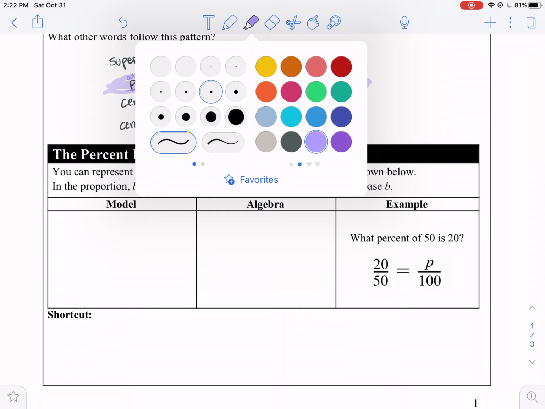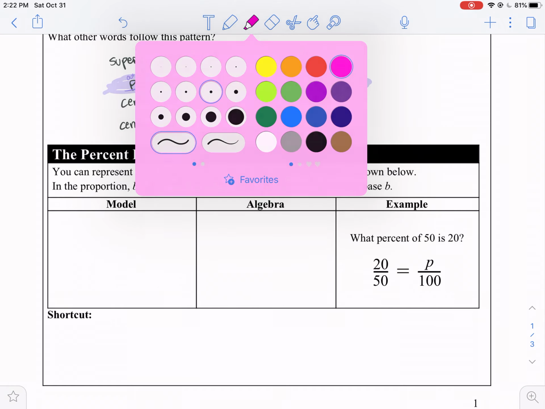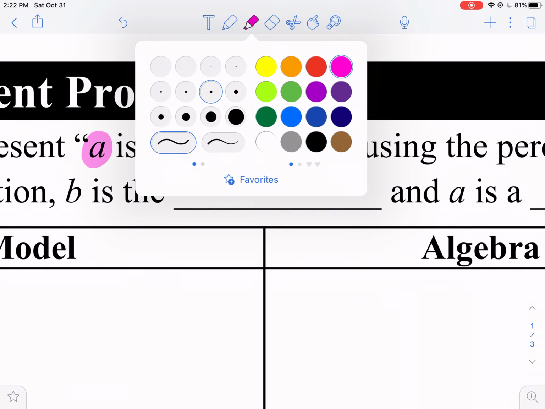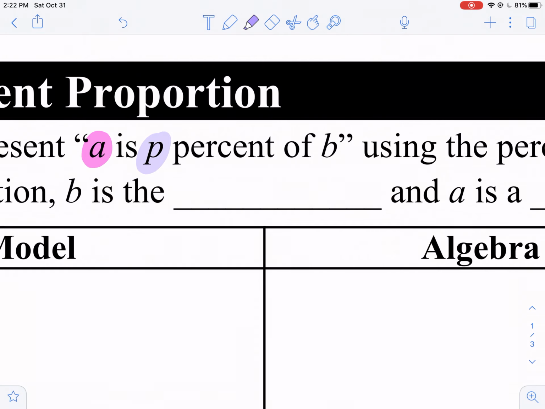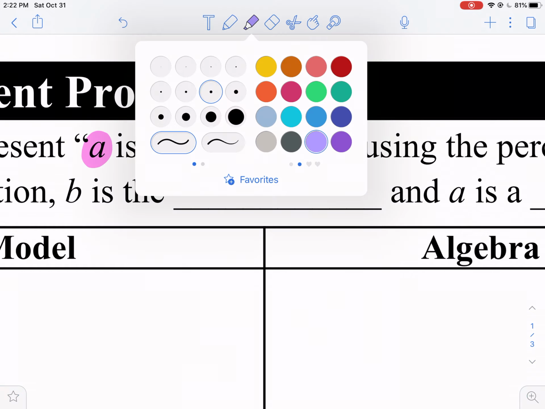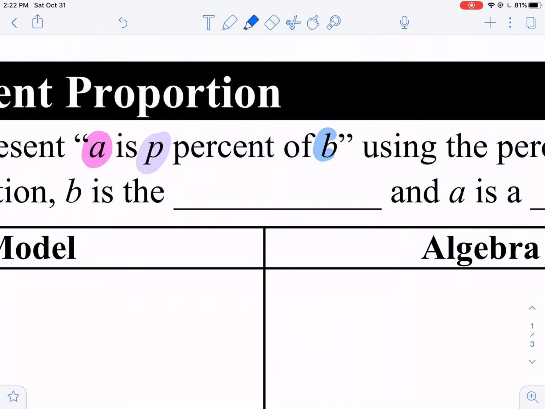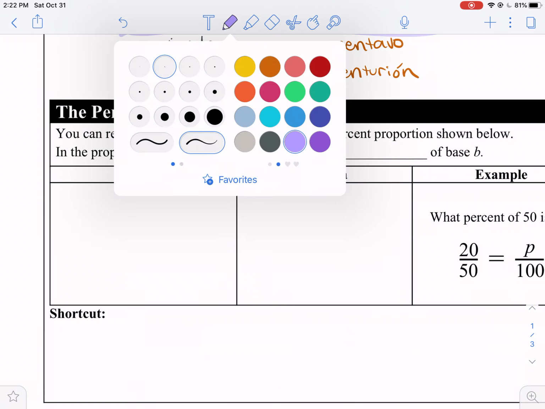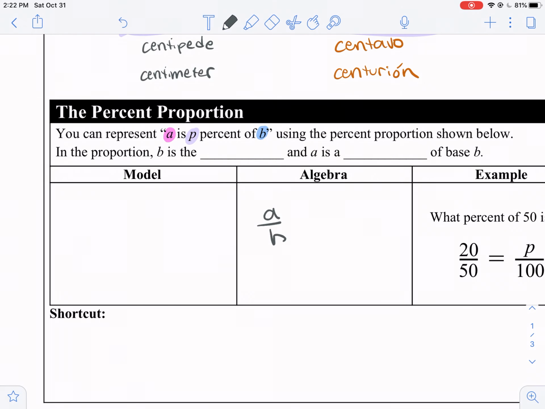Okay, right? So the percent proportion says this. If you have some number A, and you say that A is P percent of B, then that's the same thing as writing up a proportion. We say that A over B equals P over 100. That's the proportion.